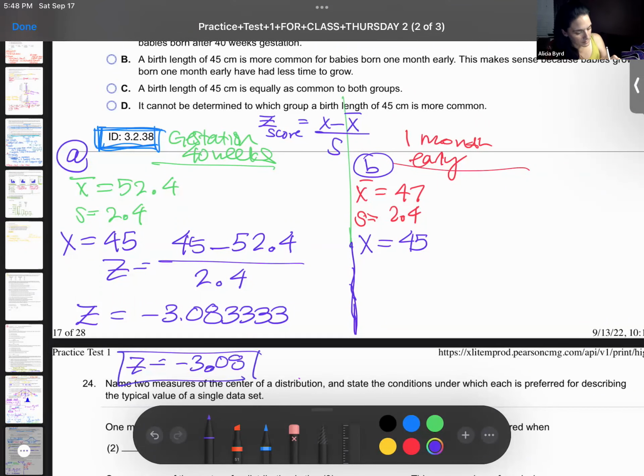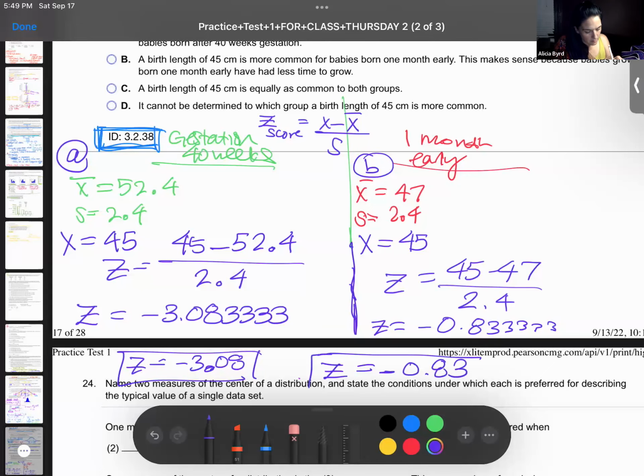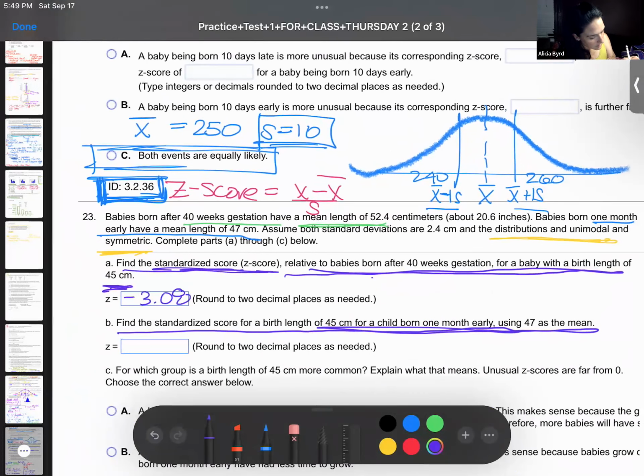Okay, go ahead and do it for the next one. So z is going to equal 45 minus 47 over 2.4. So in this case, that would equal negative 0.83333. Rounding that to 2 decimal places is negative 0.83. Okay, so I've got my 2 z-scores. I'm going to plug them in above. Negative 3.08, negative 0.83.